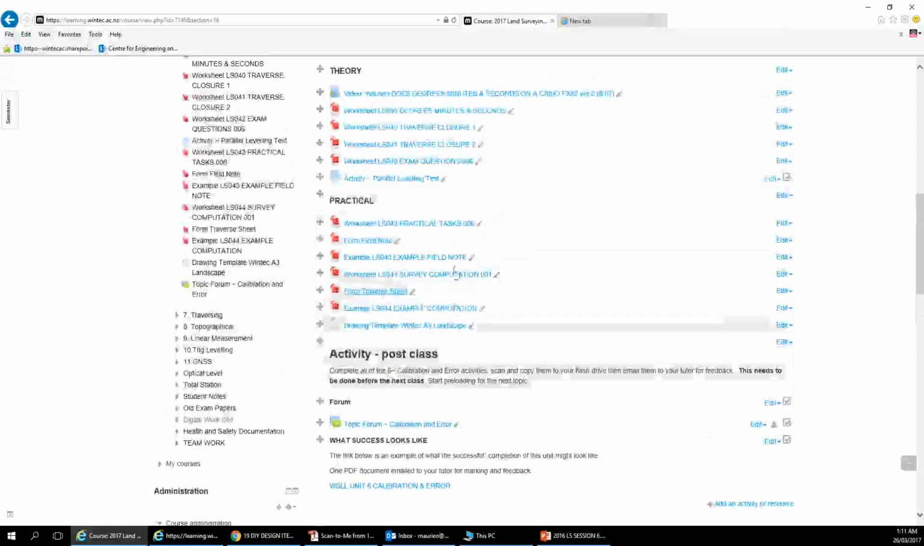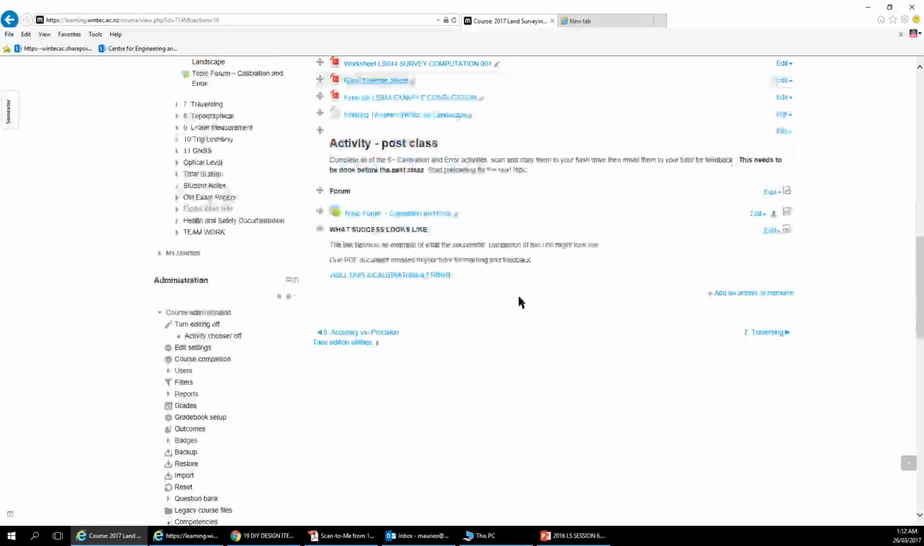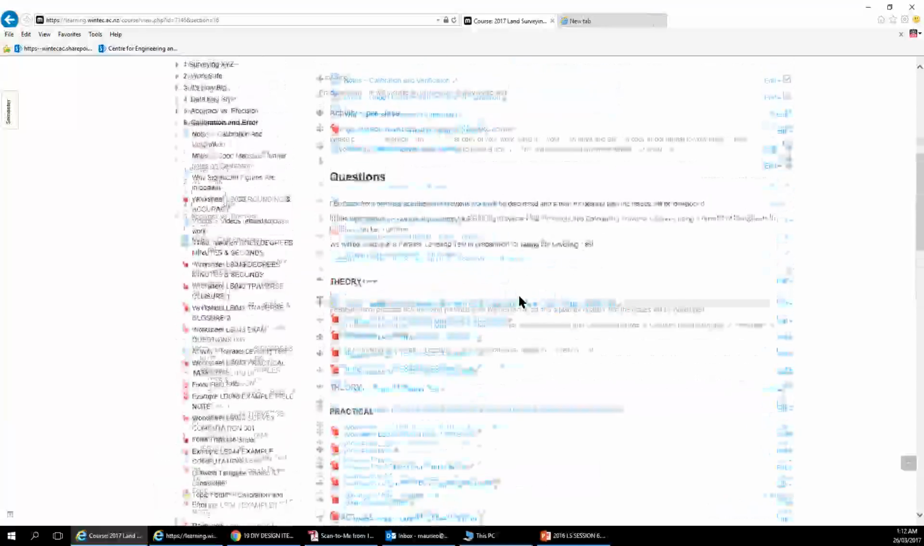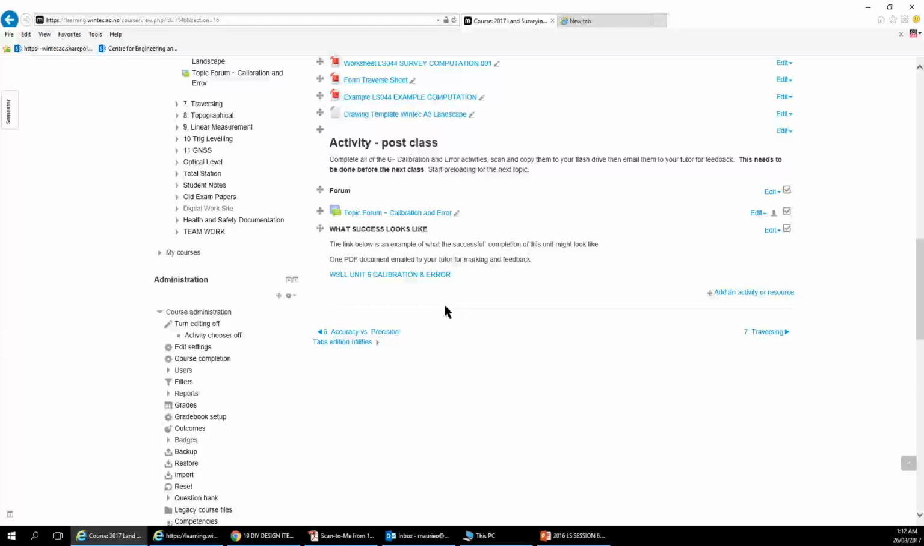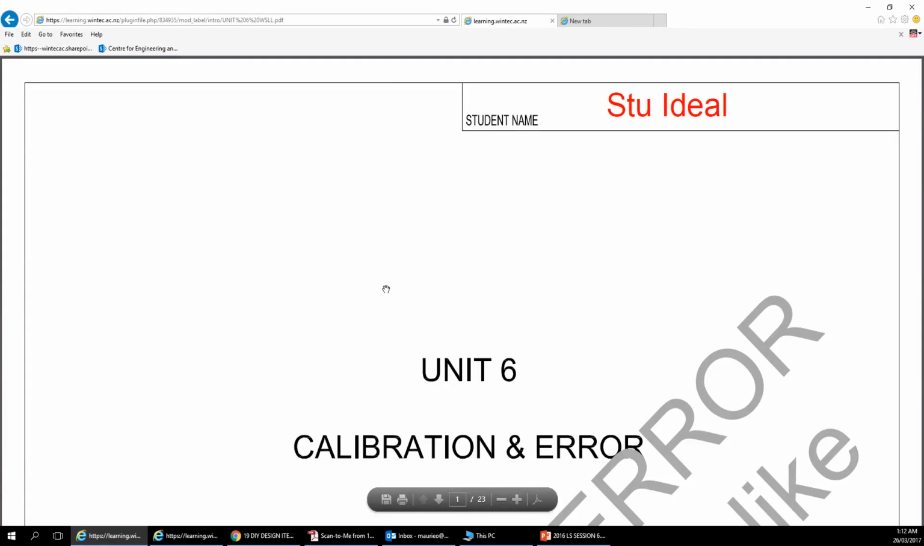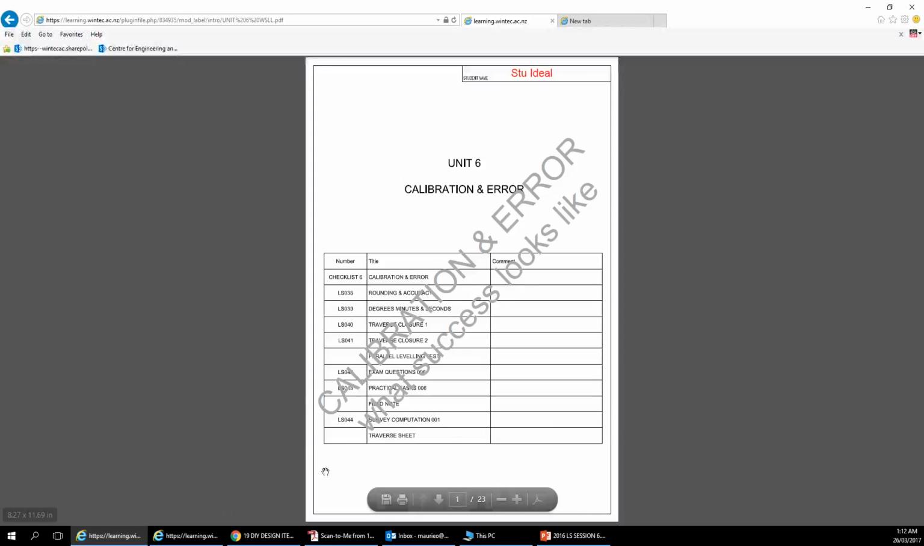Then there's an example. So this is the field note, and then this is the example computation or reduction of the field information. So you need to get all of that information together and put it down here into the what success looks like. So this is what your unit will look like for Unit 6, and it'll look something like this. So here it is here, Control 0. So you should have a nice little tidy front page there at Unit 6, so we all know what it is, and this will be in a single PDF document.